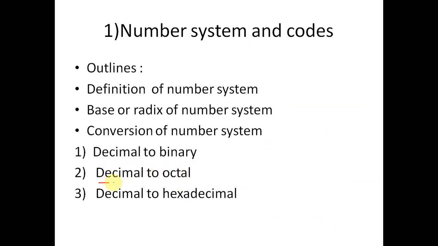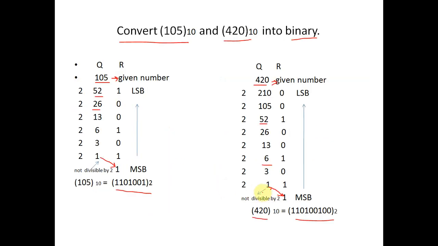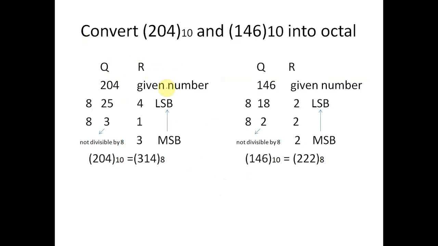The second one is the decimal to octal conversion. Convert 204. This one is a decimal number. This number is converted into octal, and again the number 146 is converted into octal. 204 is the given number. This given number is divided by its base 8, because octal has a base of 8.